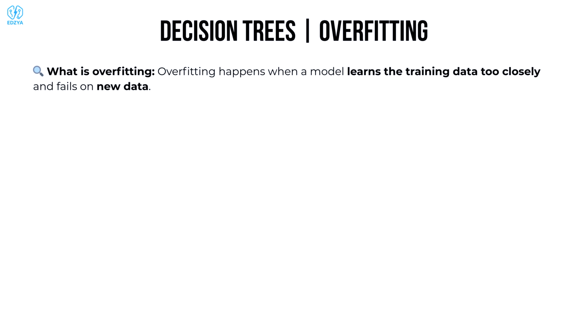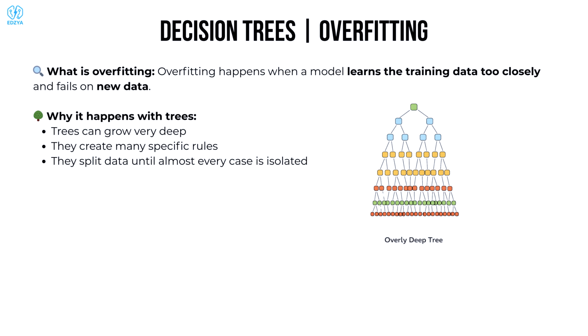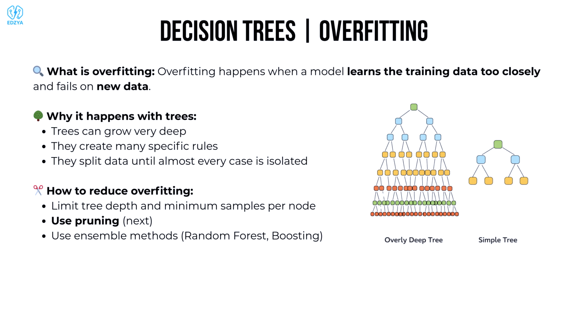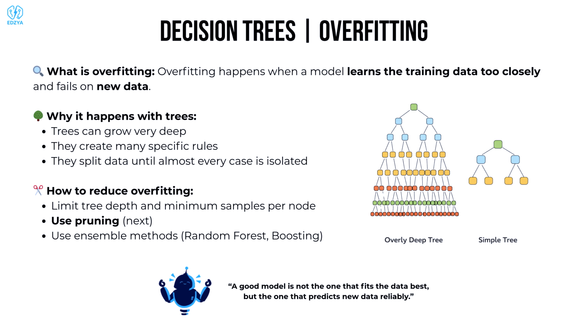Overfitting happens when a model learns the training data too closely and fails on new data. Decision trees are especially prone to overfitting because they can grow very deep. As the tree grows, it creates many very specific rules that fit the training data perfectly. Eventually, the tree can split the data until almost every case is isolated. To reduce overfitting, we can limit tree depth and require a minimum number of samples. We can also prune the tree or use ensemble methods like random forests and boosting. A good model is not the one that fits the data best, but the one that predicts new data reliably.